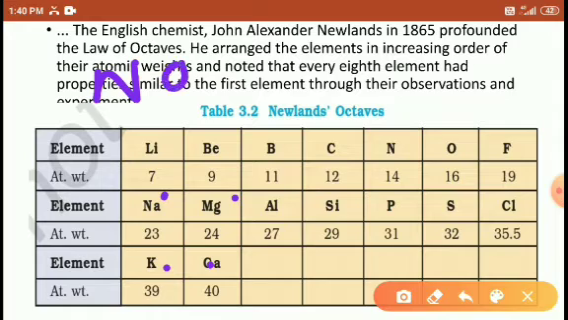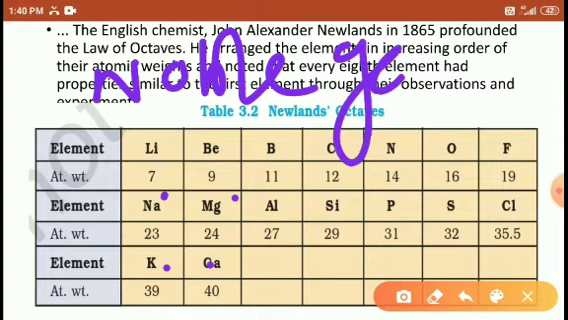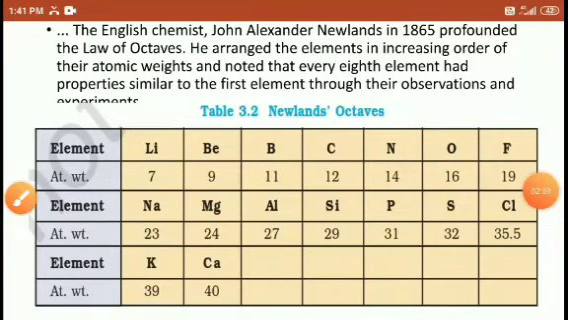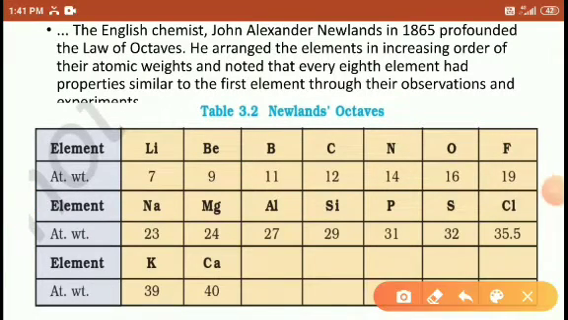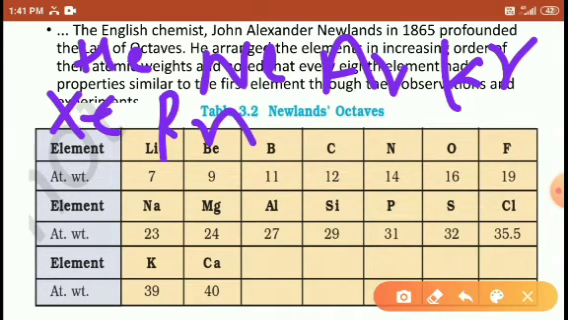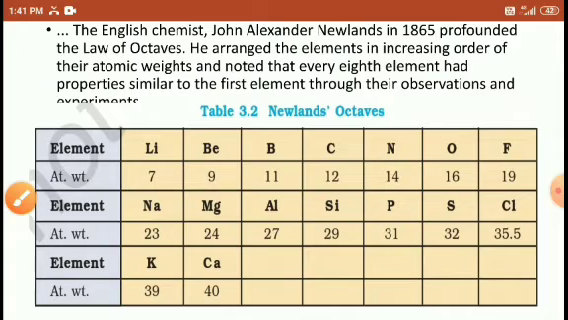noble gases were found, students. After the noble gases were found, namely helium, neon, argon, krypton, xenon, and radon, right students? So after the discovery of the noble gases, this theory is going to fail.